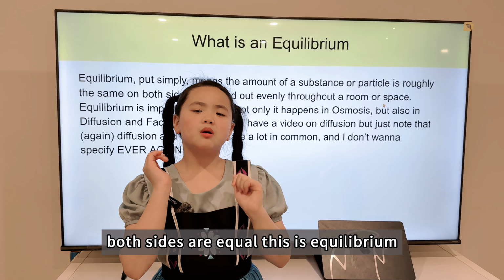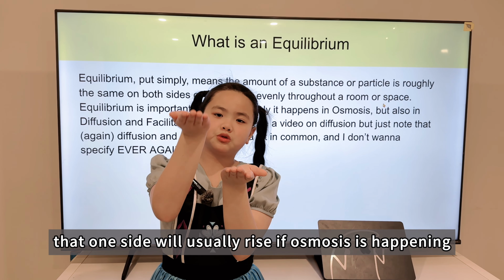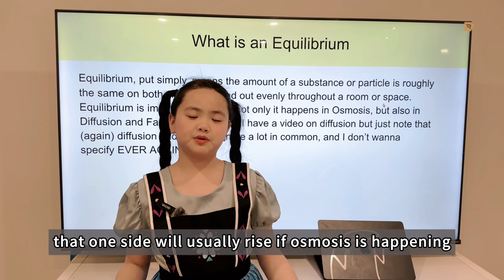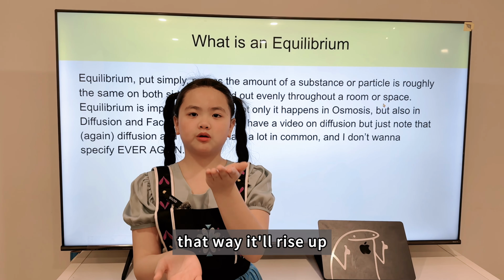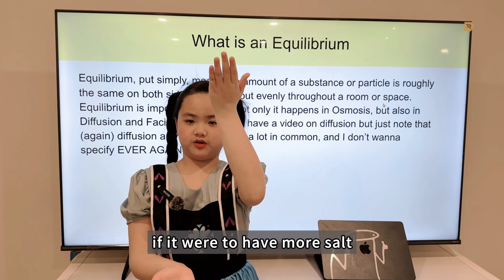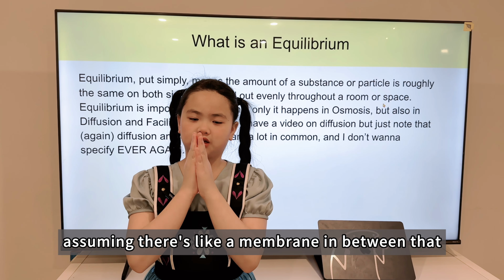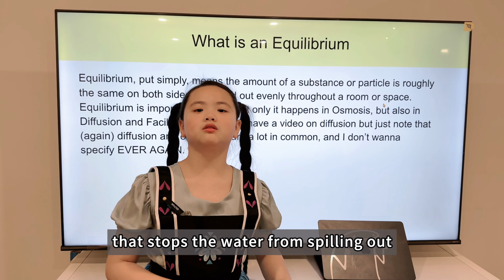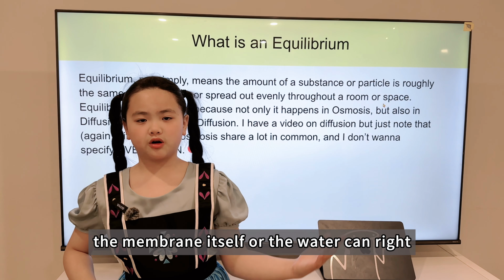This is equilibrium. But what if we added some salt to only one side? That one side will usually rise if osmosis is happening because it has less water and more salt. That way it'll rise up. Same goes for the other side if it were to have more salt. Assuming there's a membrane in between that stops the water from spilling out, and that the salt cannot pass through the membrane itself, but the water can.